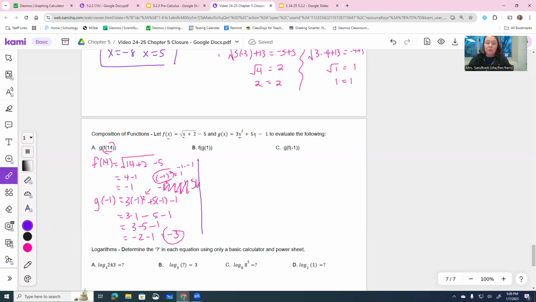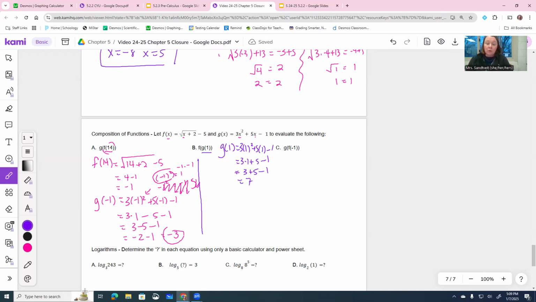All right, this one, f of g of 1. Okay, so now I'm going to start by figuring out g of 1. So I'm going to put 1 into my g rule. Again, I'm going to square first. So 3 times 1 plus 5 minus 1. So that's 3 times 1, that's 3 plus 5 minus 1. So that's 8 minus 1, that's 7.